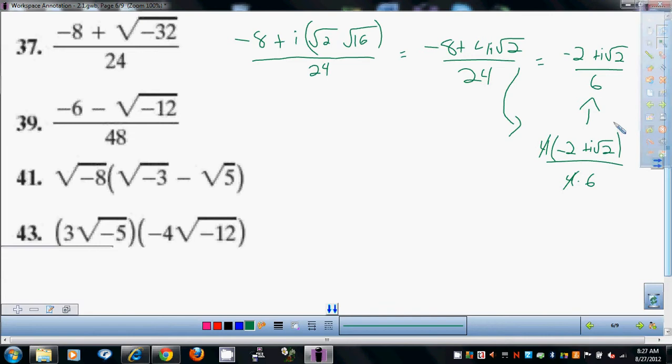What perfect square goes into 12? What perfect square number is 4. So you'll break this down into radical 4 and radical 3, and it's going to work the same way.